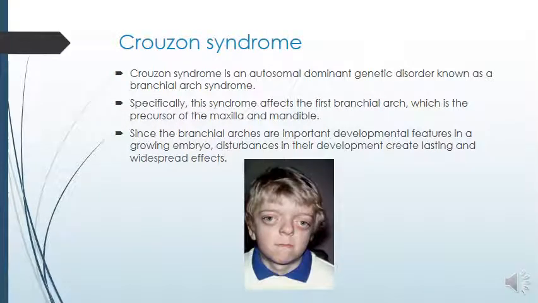Let's look at Crouzon syndrome. It's an autosomal dominant genetic disorder that is also known as the brachial arch syndrome. This syndrome affects the first brachial arch, which is the precursor of the maxilla and the mandible. The maxilla is the basic keystone bone in your face, and the mandible is your lower jaw. Since the brachial arches are important developmental features in a growing embryo, disturbances in their development create lasting and widespread effects.